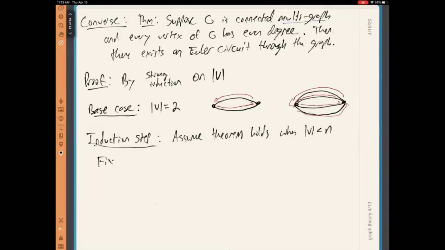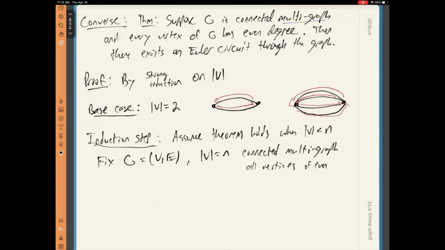And so we're going to fix a graph G with vertex set cardinality n, which is a connected multigraph and all vertices of even degree, right? And we want to prove that we can find an Euler circuit, right? And so we're going to look at this proof in an algorithmic way. And so the algorithm is the following.